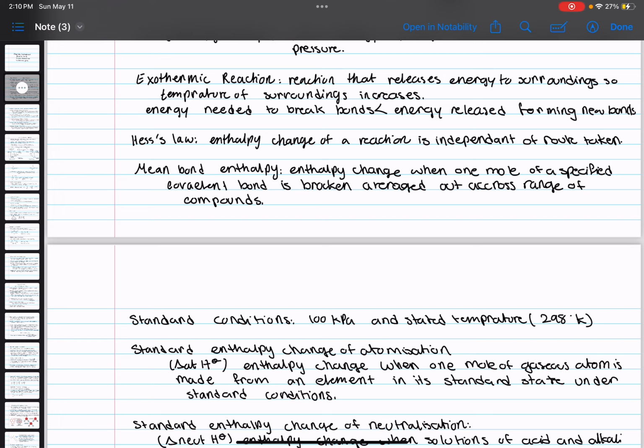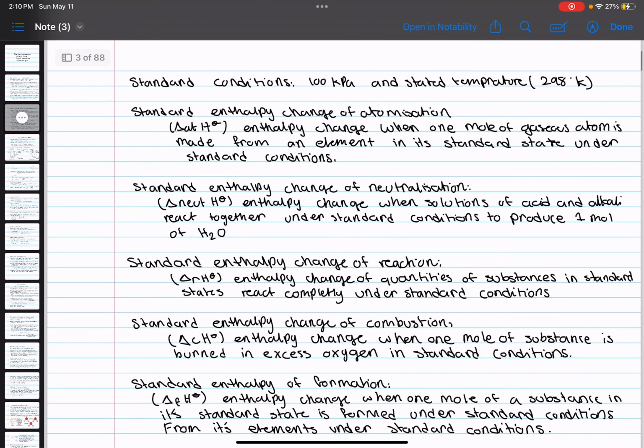We have Hess's law, which says the enthalpy change of a reaction is independent of the route taken. And we have mean bond enthalpy, which is the enthalpy change when 1 mole of a specified covalent bond is broken, averaged out across a range of compounds. Then we have standard conditions, which is usually 100 kilopascals, and a stated temperature, which is usually 298 Kelvin.